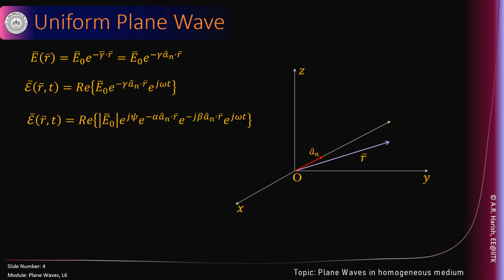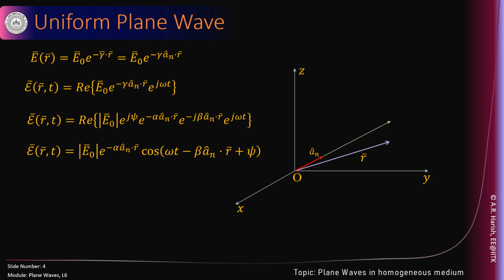Now it is easy. We have two terms which are purely real. What are those? E naught bar magnitude and e to the power of minus alpha a n dot r, because alpha is purely real, and therefore we can take them out of the real function and then find the real part of e to the power of something, which is nothing but cosine of something. So it will turn out to be cosine of omega t minus beta a n dot r plus psi.